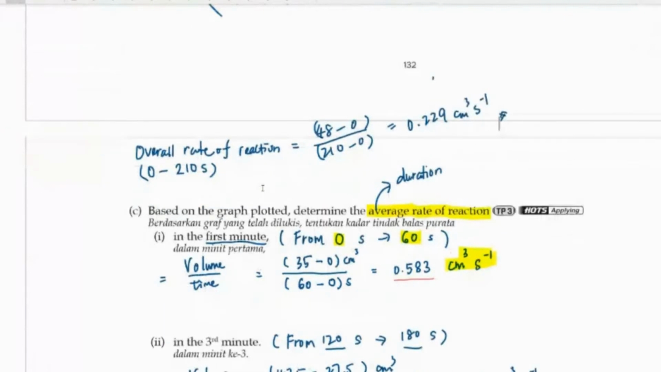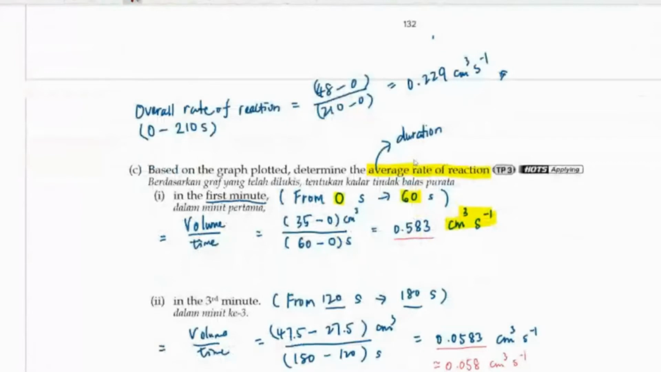So class, this is the first type. I put it as type 1. It has a time range, like first minute, third minute, like this. Now we look into the second type.